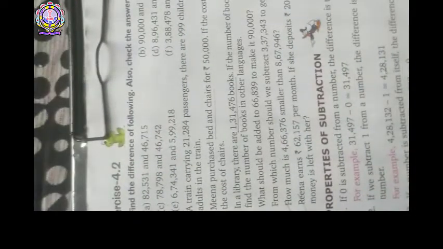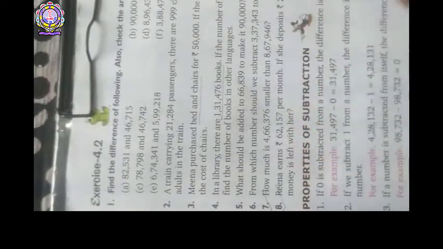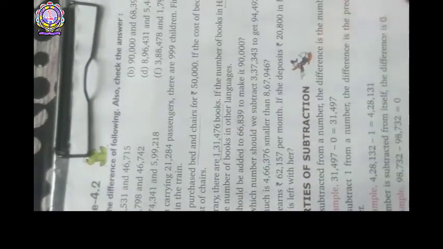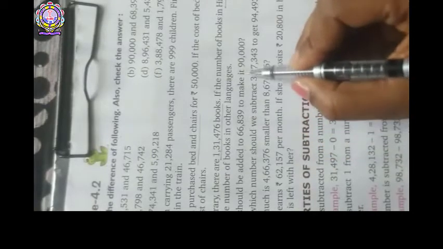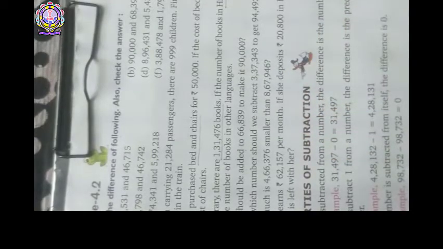Question number 5. What should be added to 66,839 to make it 90,000? Okay, students, what should be added to this to make it 90,000?